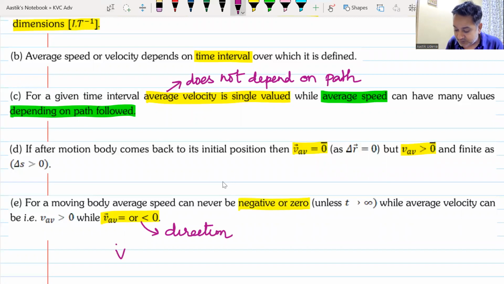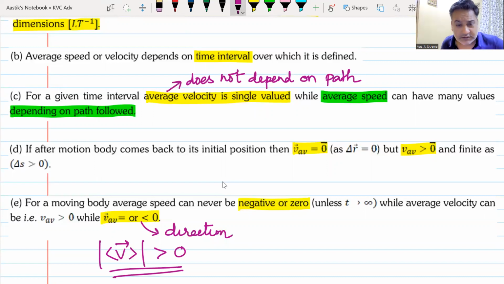Yes, sir. Remember, the magnitude of average velocity is always greater than 0. Do we understand this? Yes, sir. The magnitude of displacement is always greater than 0. The magnitude of average velocity will always be greater than 0. It's only because of the direction. We can call one displacement as positive, the other displacement becomes negative. Therefore, the average velocity in one direction would become positive. The average velocity in the other direction would look like negative. Do we understand this? Yes, sir.